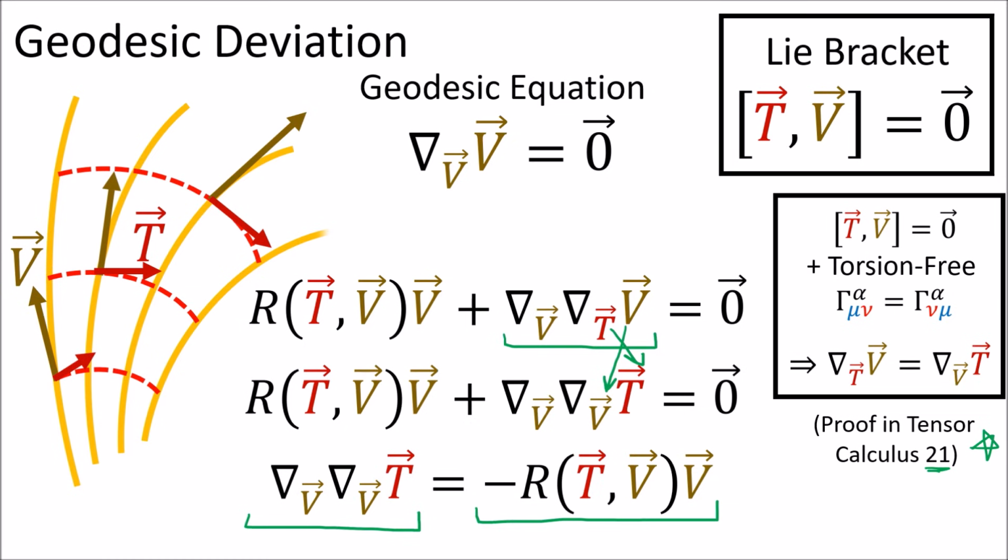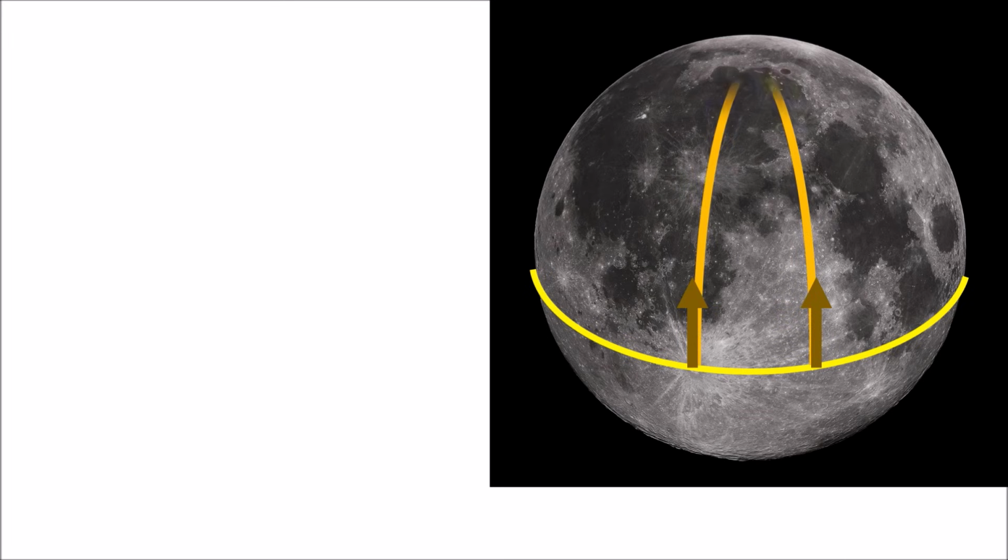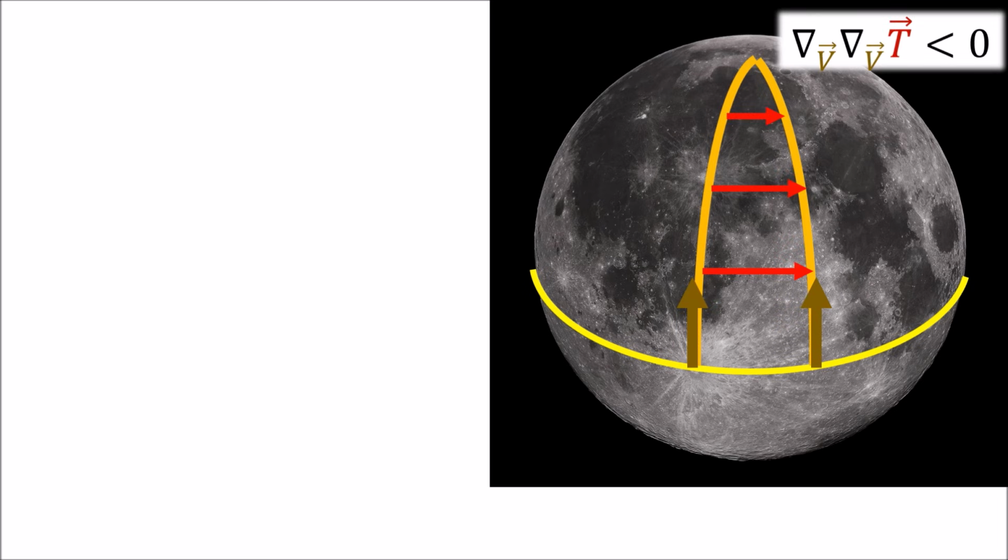Since the vector t tells us about the separation between the geodesics, this means that the Riemann tensor can tell us how fast geodesics are spreading apart due to the curvature of the manifold. As an example, if we're looking at the surface of the moon, if we started 2 geodesics pointing north on the moon's equator, and then watched them travel over time, they would get closer and closer together because of the curvature of the moon's surface.